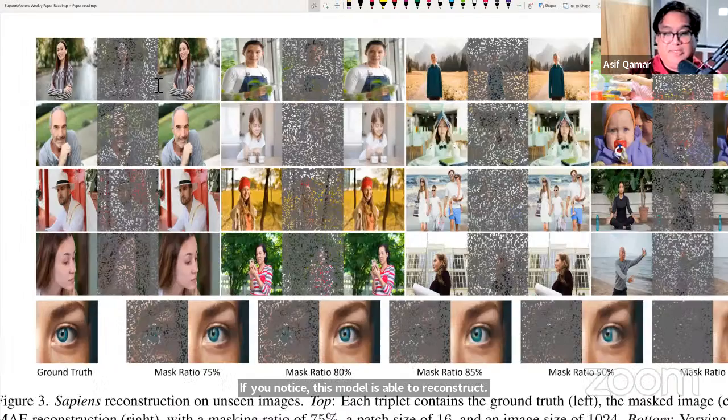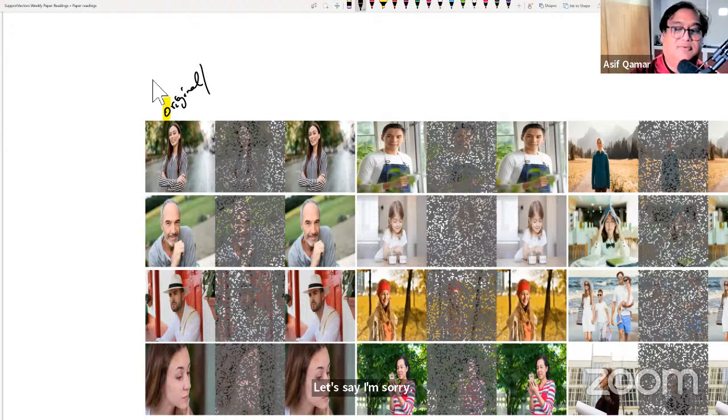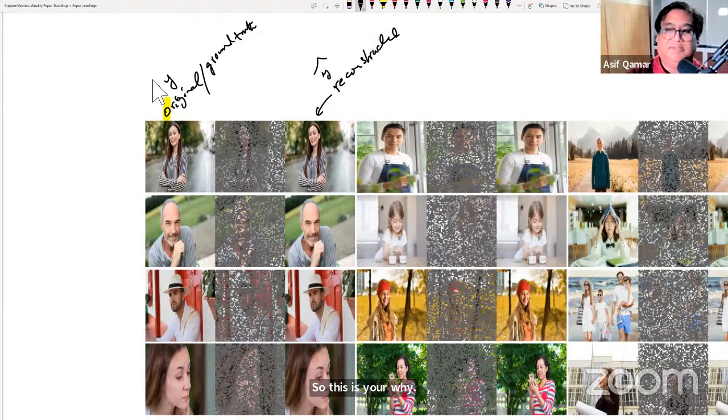If you look very carefully, can you tell any very obvious difference between the original image, which is the ground truth, and this, which is the prediction, the reconstructed? So this is your Y, and this is your Y hat. And this is what you feed in. This is your input to the model. I don't know, but I consider this very impressive. I hope you would agree.